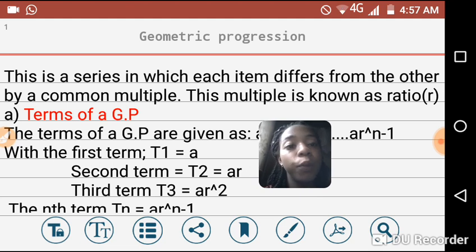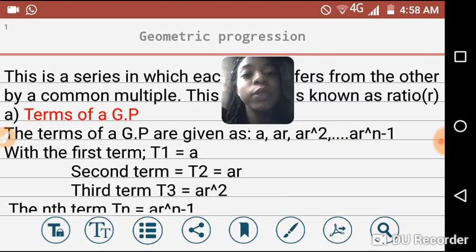This is a series in which each item differs from the other by a common multiple. Take note, this one is different from the AP. We are now with the geometric progression. This is a series in which each item differs from the other by a common multiple, not a common difference. This multiple is known as ratio, R. Take note of that denotation, R.